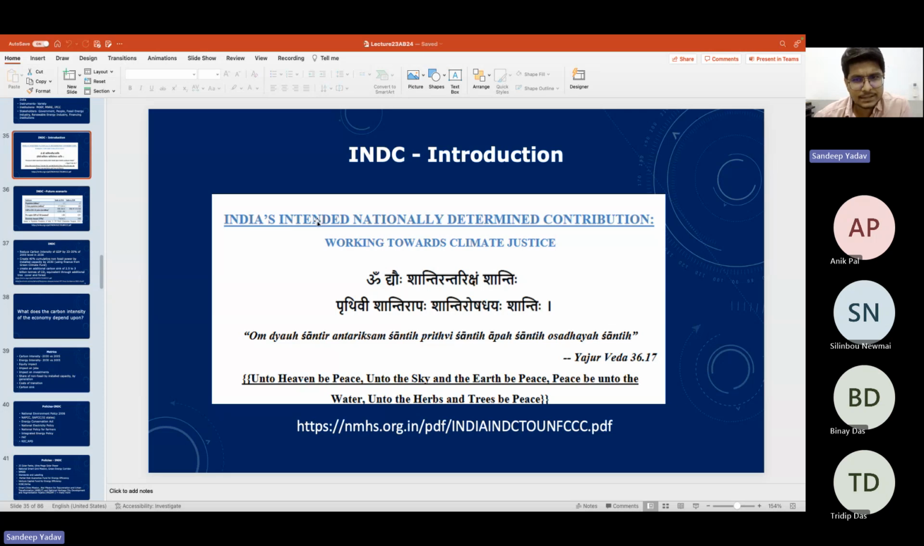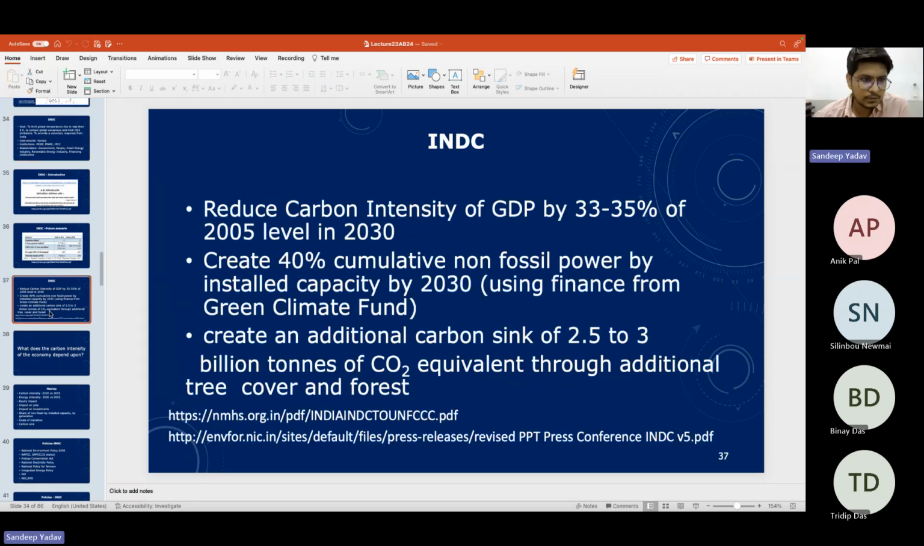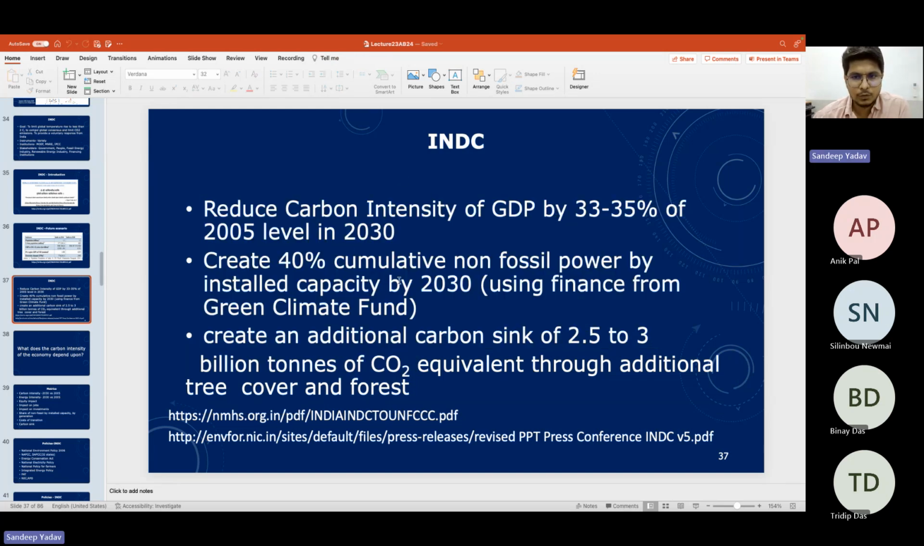INDC is India's nationally determined contribution to the UN. INDC stands for intended nationally determined contribution. India has made three commitments: to reduce its carbon intensity, to generate more power from renewable energies, and to increase the carbon sinks available. Are there any other questions?